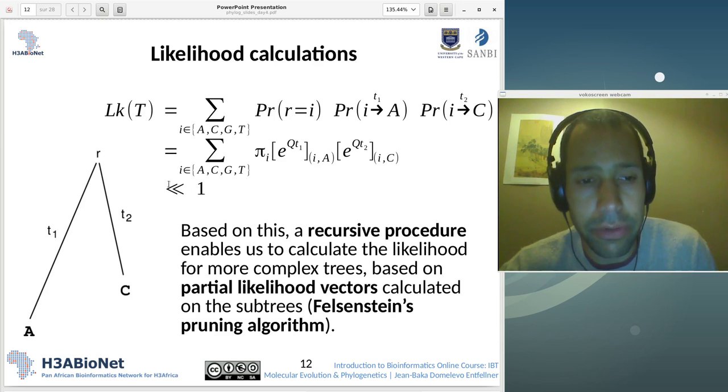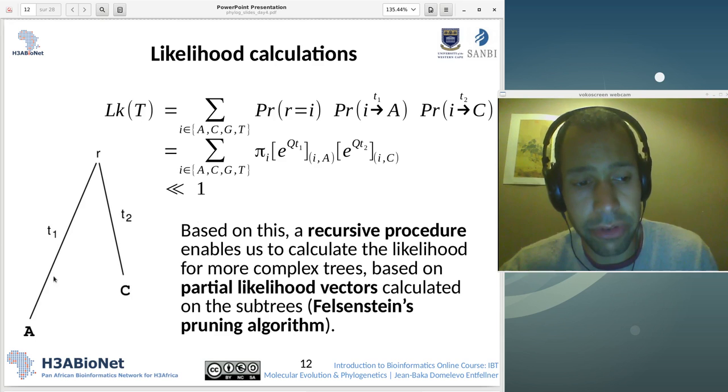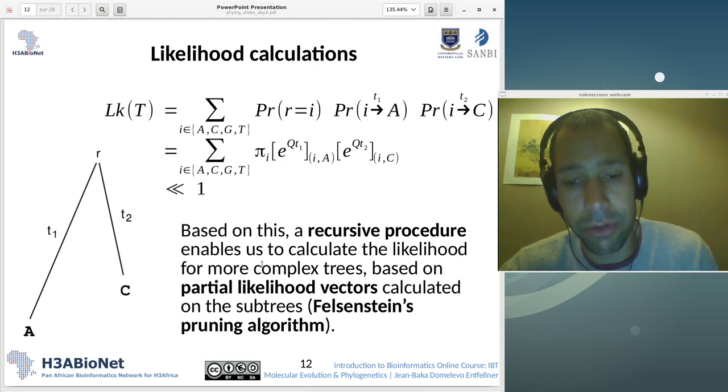Likelihoods in a tree, likelihoods corresponding to a site, tend to be very small compared to 1. Based on this example, a recursive procedure enables us to calculate the likelihood for more complex trees based on partial likelihood vectors calculated on the subtrees. Because if you see this, we extract from this very easily the partial likelihood of this subtree.